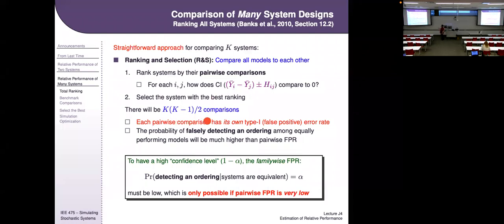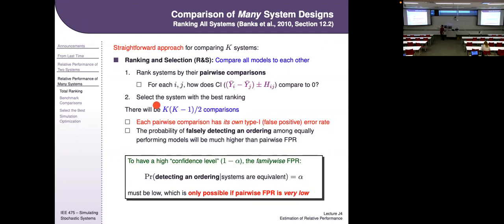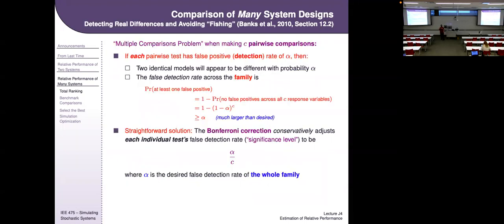So each pairwise comparison has its own FPR, its own alpha. The probability of detecting an ordering among equally performing models will be much higher than the pairwise FPR. So we would like the probability of detecting an ordering, given that systems are equivalent, that FPR, to be alpha, and all the other alphas are going to be a lot lower than that. So how do we do that? We count how many comparisons we need to do the ordering. And then each individual pairwise comparison, we divide its alpha by that number of comparisons. I already talked about this in a previous lecture, this way of Bonferroni correcting tests based on number of comparisons. So that's one way to do it.